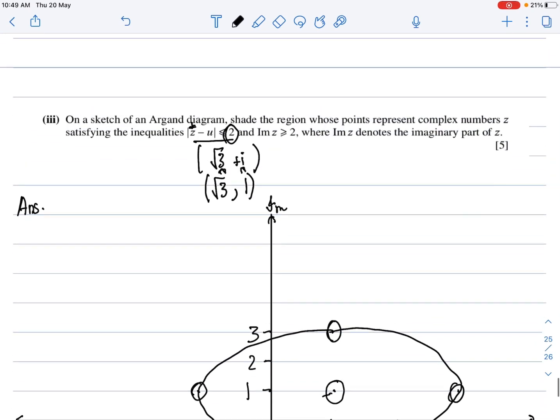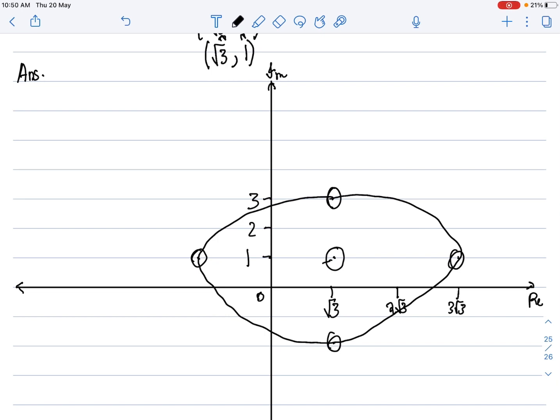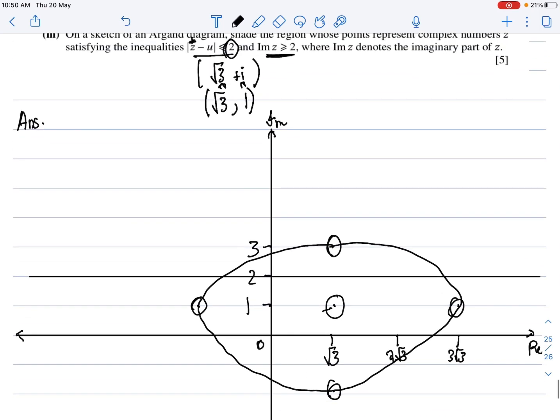Now I know my imaginary should be more than 2. So my imaginary basically means a straight line which passes through 2. Now see, we need to satisfy the inequalities. I know my circle here needs to be less than 2. That means it's pointing inwards. My imaginary needs to be more than 2. That means it's pointing outwards.